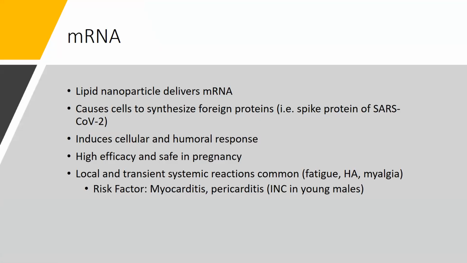And then mRNA. These are using fat nanoparticles delivering mRNA. This will cause the cell to synthesize foreign proteins like the spike protein in SARS-CoV-2. This will give both a cellular and humoral response, kind of like the live attenuated vaccine that we had at the beginning. There's high efficacy, so it's going to be that strong response, right? Like we got with the live one, but this one is safe in pregnancy in that there's no seroconversion possible. So that's why there's been more research on mRNA as of late.